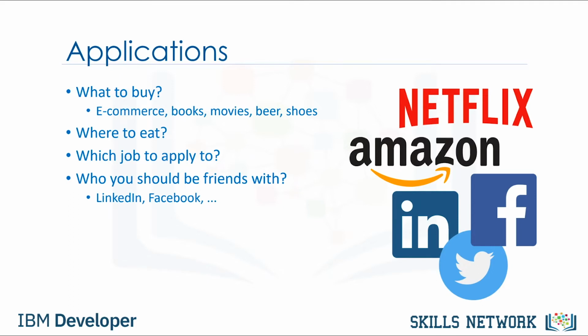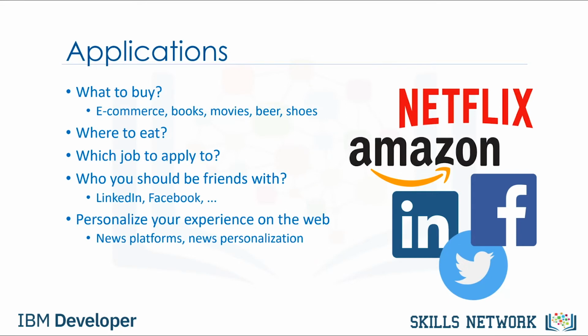On social media, sites like Facebook or LinkedIn regularly recommend friendships. Recommender systems are even used to personalize your experience on the web. For example, when you go to a news platform website, a recommender system will make note of the types of stories that you clicked on and make recommendations on which types of stories you might be interested in reading in future. There are many of these types of examples, and they are growing in number every day.